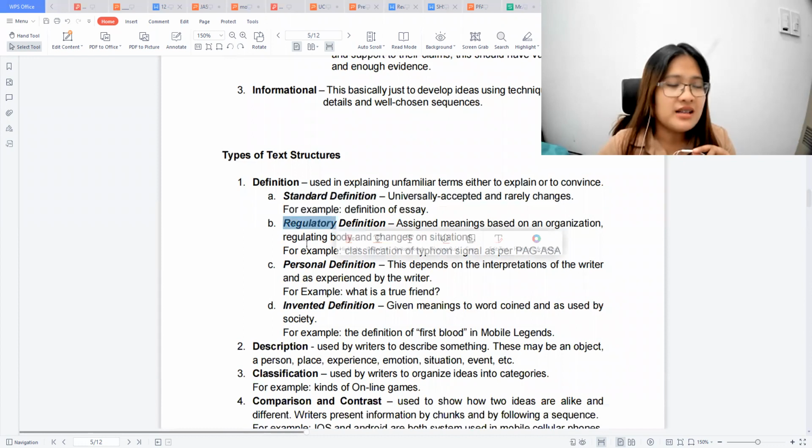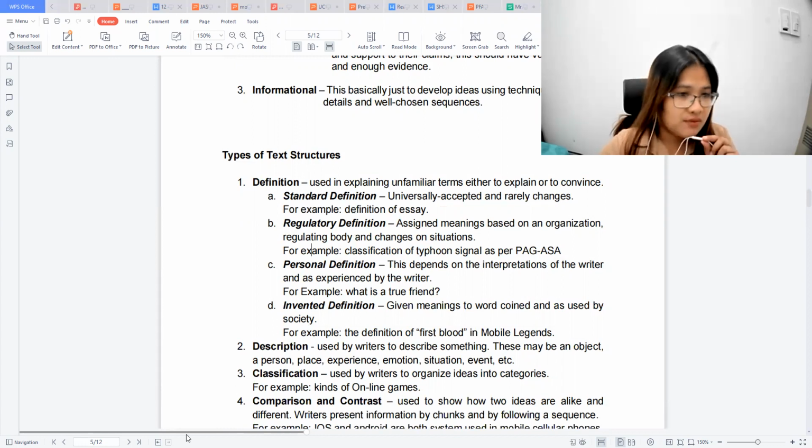Next naman is regulatory definition. These are assigned meanings based on an organization regulating body and changes on situation. Example, the classification of typhoon signals as per PAGASA. Okay, so kumbaga may isang group or body, okay, na nagde-define dun sa mga meanings, dun sa mga acronyms.